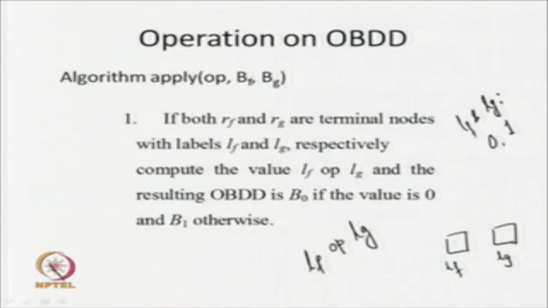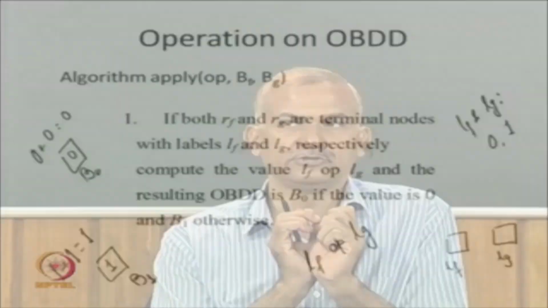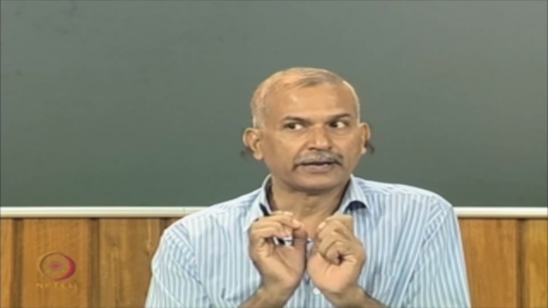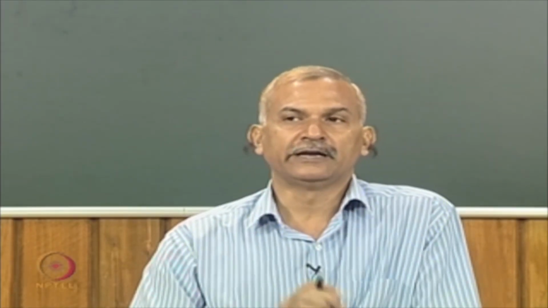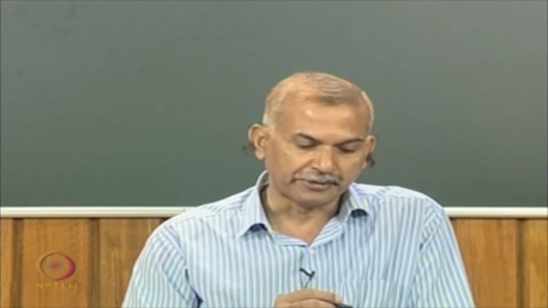That means, I can say that 1 plus 1 is equal to 1. So, in that particular case, I am going to get the BDD 1, which is your B1. Similarly, if it is 0 plus 0, then it is equal to 0, and I am going to get the resultant value as 0, which is the BDD B0. So, when both the nodes are terminal nodes, then we have the valuation of this particular function. We can apply the operation on these terminal nodes, and the resultant BDDs will be either B0 or B1. So, this is the first case we are going to consider, if both are terminal nodes.